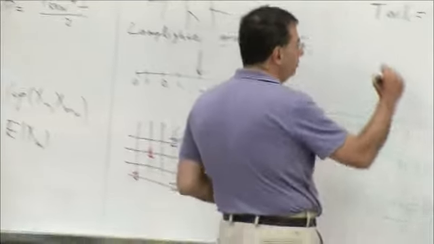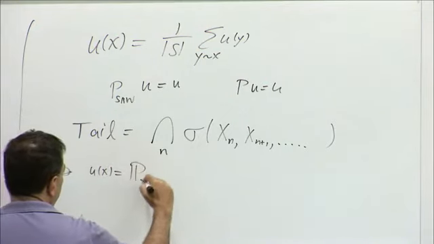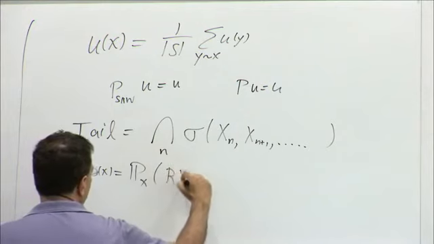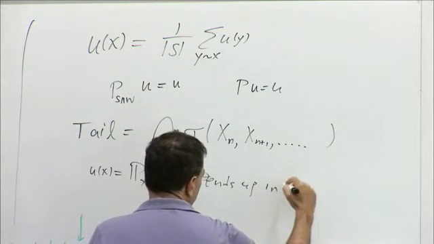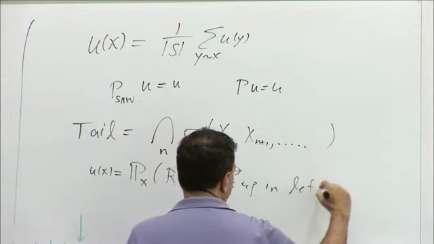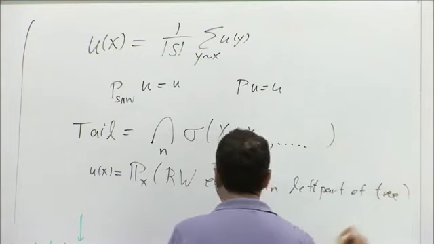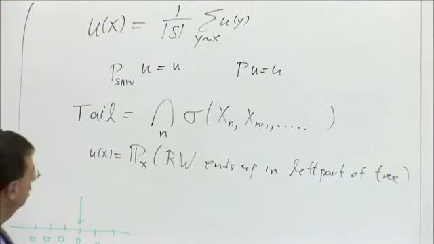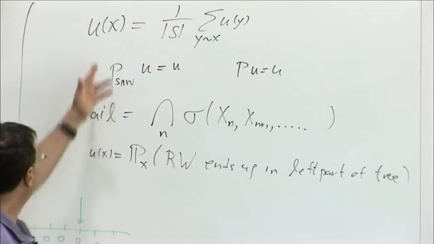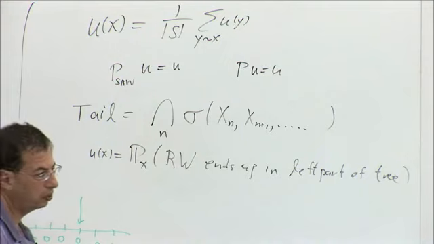So if you have the probability starting from x that the random walk ends up in somehow this part of the tree, I'll just write left part of tree, I'll be more formal in a minute, then this is a harmonic function of the starting point, because it's easy to see it must satisfy this identity just by conditioning on the first step of the walk.